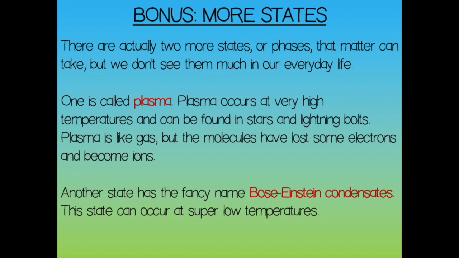So, most of our world will see solids, liquids, and gases, but when the temperatures get extremely high, we have plasma, and when they get extremely low, we get the Bose-Einstein condensates. And again, those temperatures aren't reached often in our regular world.